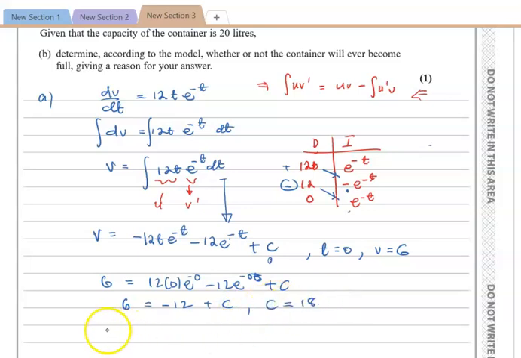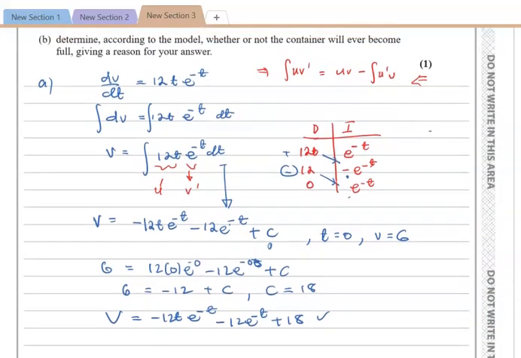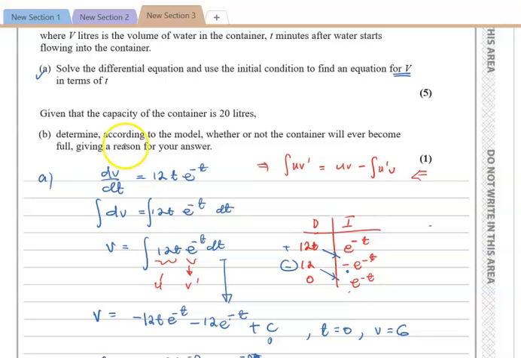That means your volume V is equal to minus 12t e to the power minus t, minus 12 e to the power minus t, plus 18. That's your answer for part A. So that's your formula for the volume. That's what they want you to find for part A.